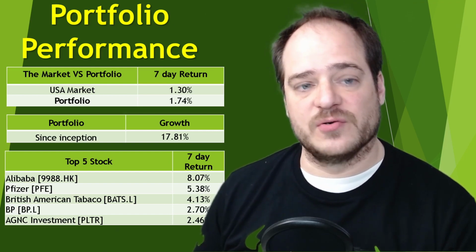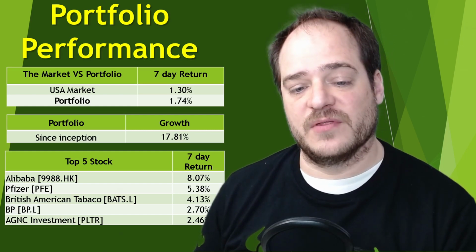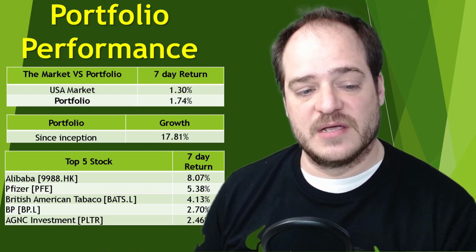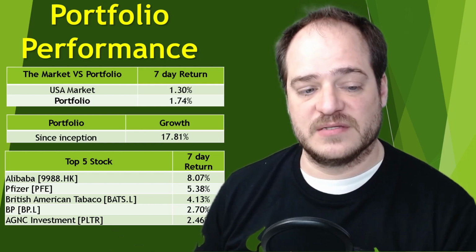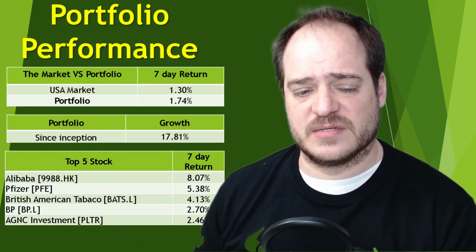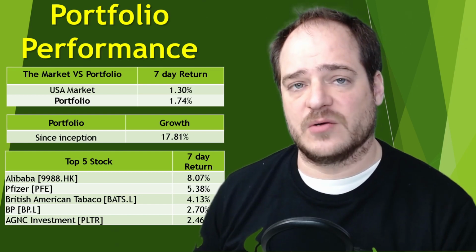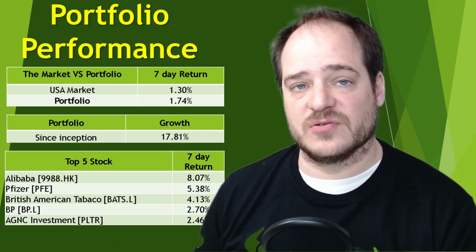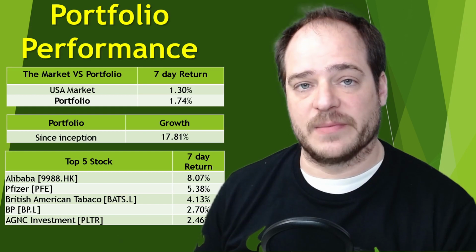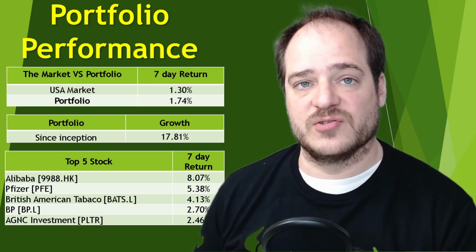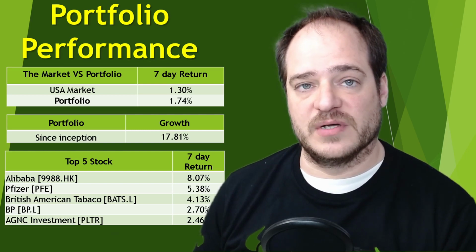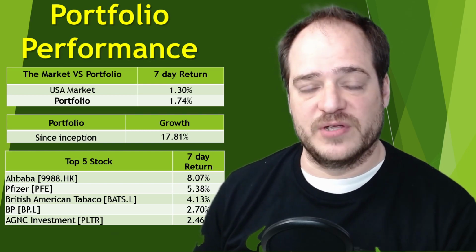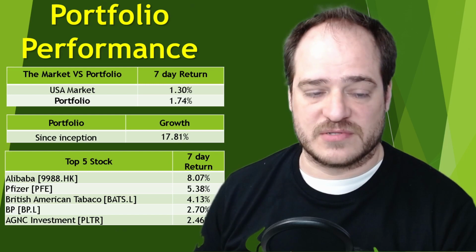And I have also Pfizer, with an increase of 5.38%, and British American Tobacco with an increase of 4.13%, which was quite good. One of the things that I want to do is actually to get out of British American Tobacco, and probably I'm going to sell this stock in a few weeks' time in order to cash in and reinvest in other stocks like Disney or so.